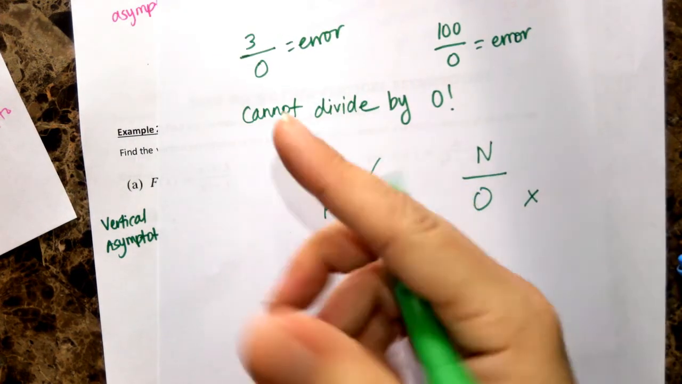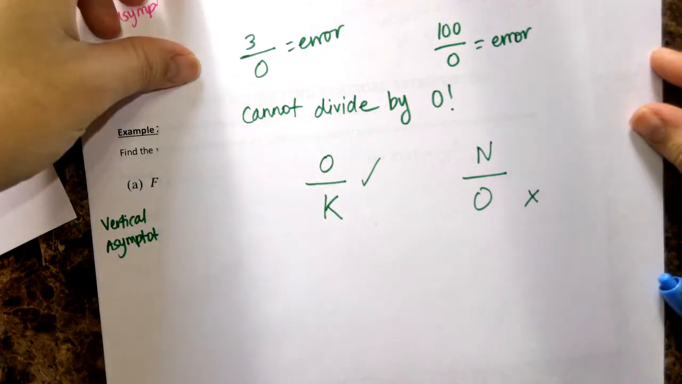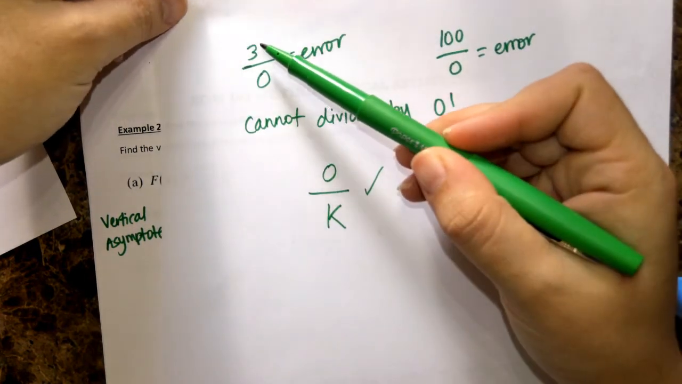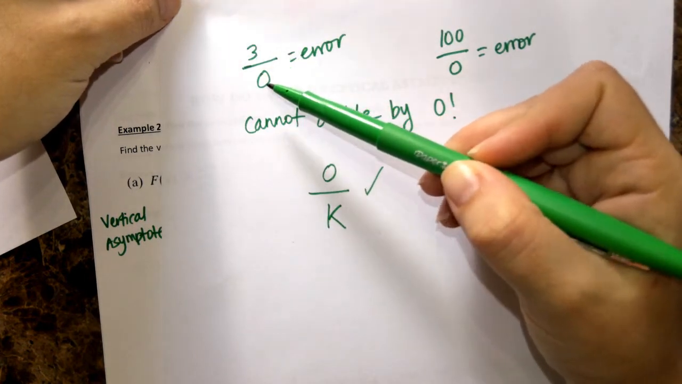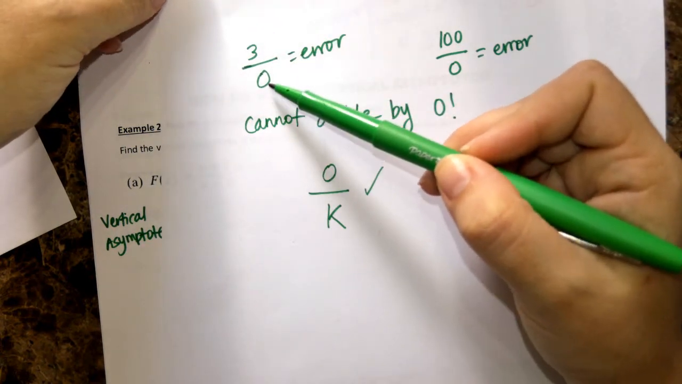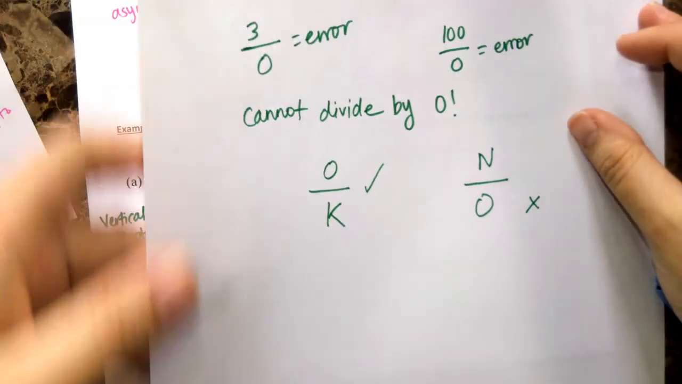It doesn't make sense. There's no logical mathematical explanation or value that we can give that type of question. It's like saying if you have 3 cookies and you want to divide them among 0 friends, how many cookies does each person get? Well, there's no people. There's 0 people to give the cookies to, so you can't really actually solve that problem.